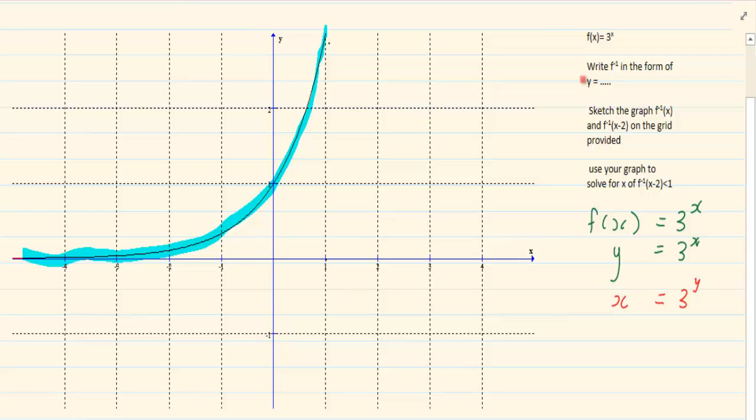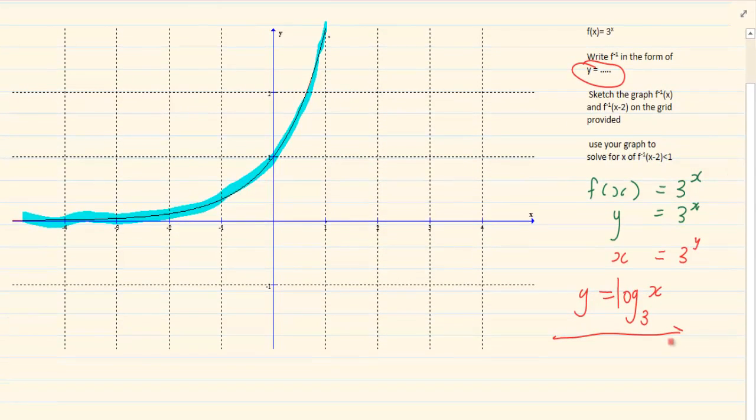But they want y the subject of the formula. So we're going to now use the log rule. Log, our base is 3, x, is equal to y. So you've made y the subject of the formula and you've answered the question. To write it absolutely correct, it would be advisable to write it as f minus 1 of x is equal to log base 3 of x.